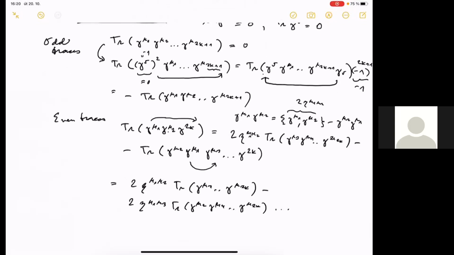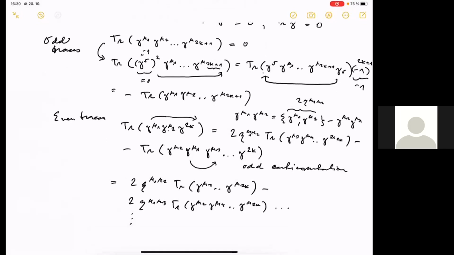And since this commutation is made an odd number of times, we obtain in the same way alternating terms, and we end with the trace of gamma mu2, gamma mu3, and so on, gamma mu2k, gamma mu1. Each such operation changes the sign, and we do it 2k minus 1 times. So in the end, when gamma mu1 is at the end of the trace, we obtain here a minus sign.